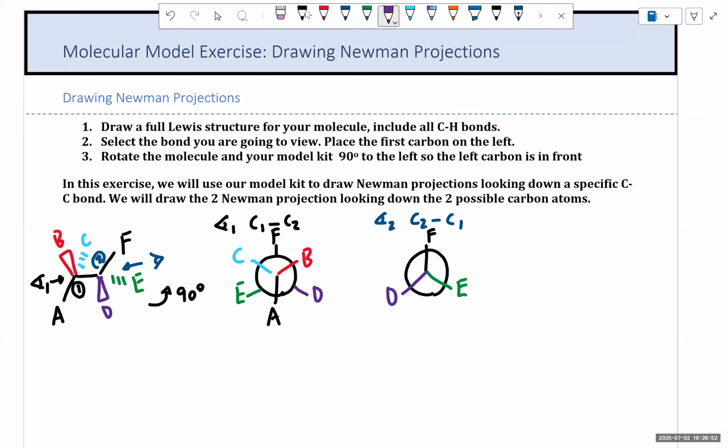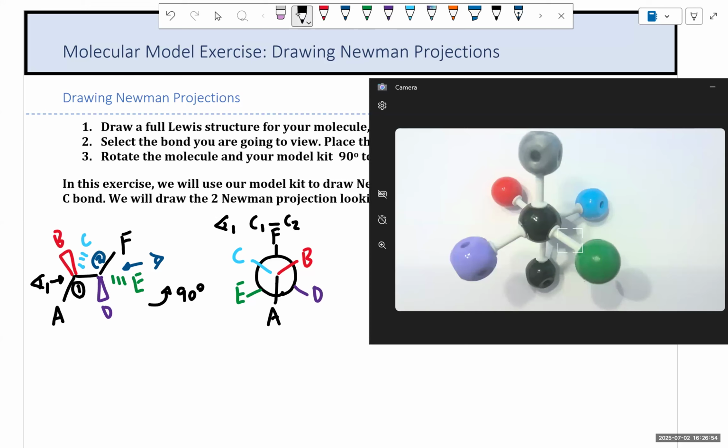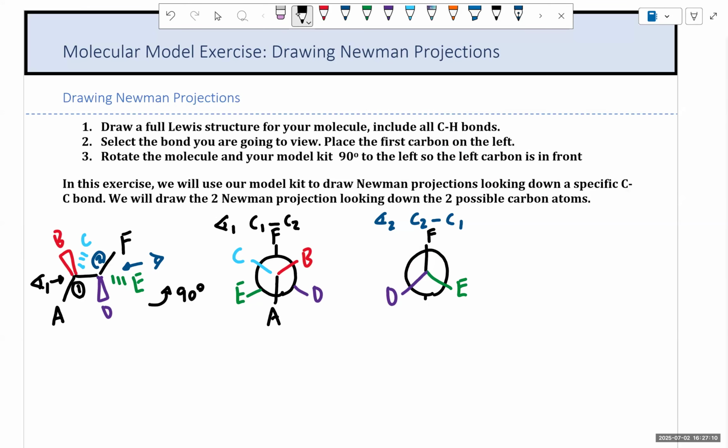Let's now look at the back carbon atoms. Carbon 2's in the back, atom C in blue is on the right, pointing up and to the right. Atom B is on the left, pointing up and to the left. Atom A is pointing down. This is really why I encourage you to use your model kit, because it makes it very easy to draw out Newman projections.